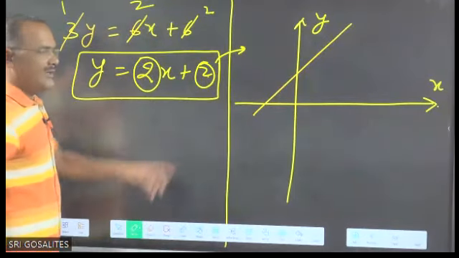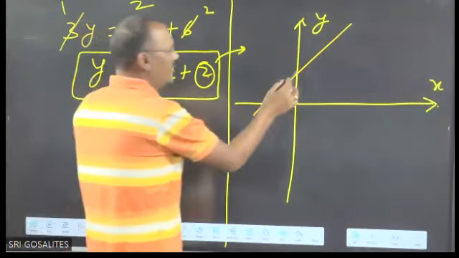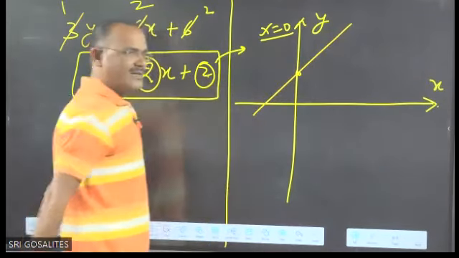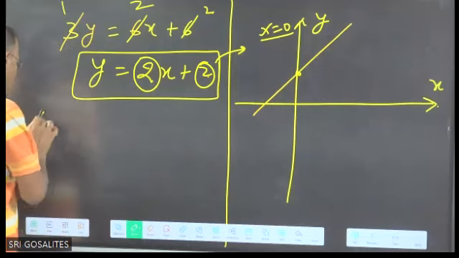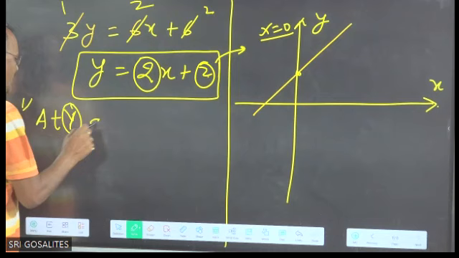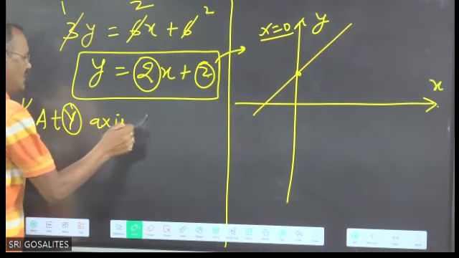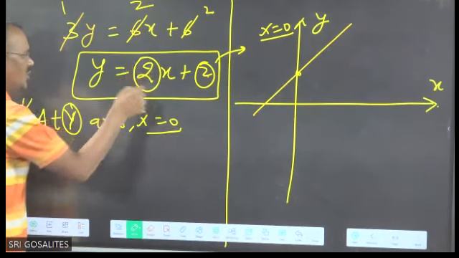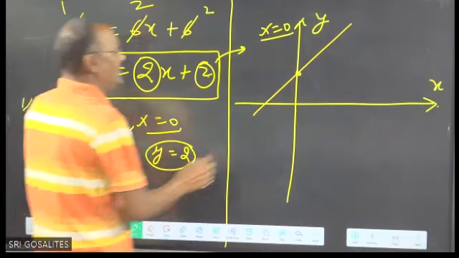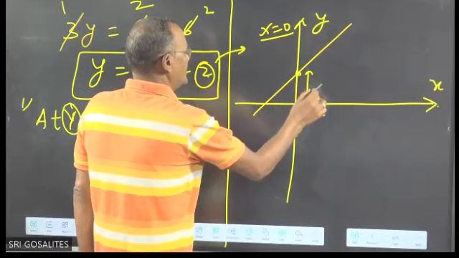Because see, intersections means we want on the y-axis. What happens on the y-axis? X is 0. If I keep the x 0, here we will write at y-axis. I put x 0. This all is 0. Y will be 2. Understand? So this is 2.